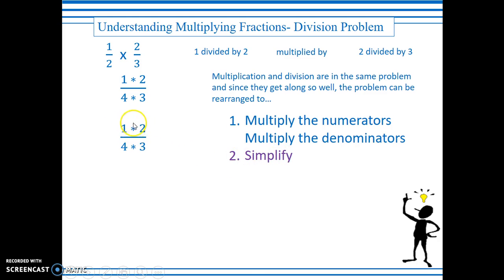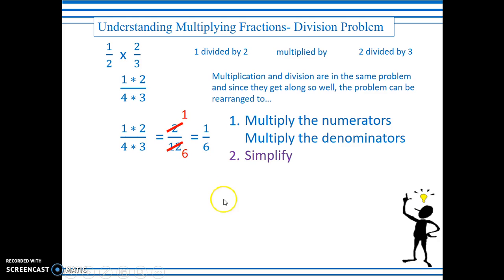So I can put all my numerators together. 1 times 2 is 2, and 4 times 3 is 12. So I've done step 1, and then I need to simplify. I know that both 2 and 12 are even numbers, so we can divide 2 into both of them. 2 divided by 2 is 1, and 12 divided by 2 is 6. So our answer is 1/6.